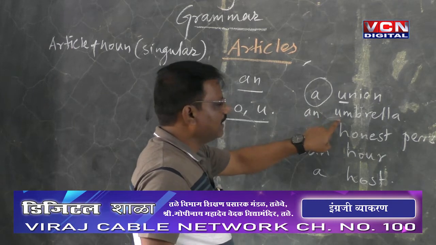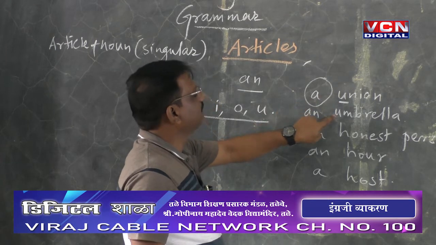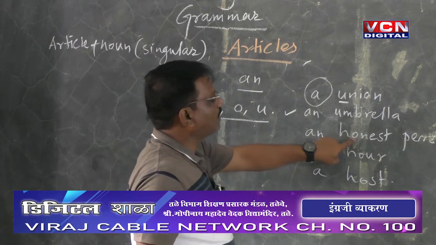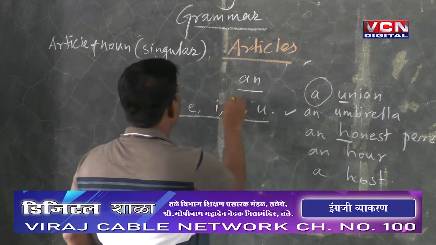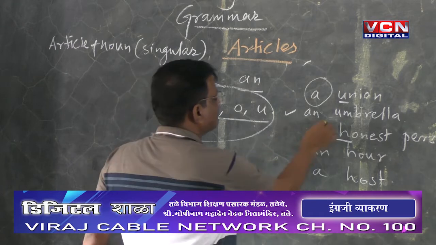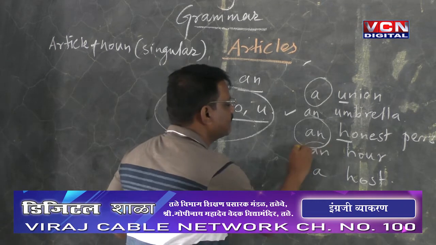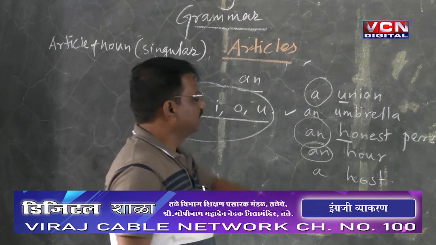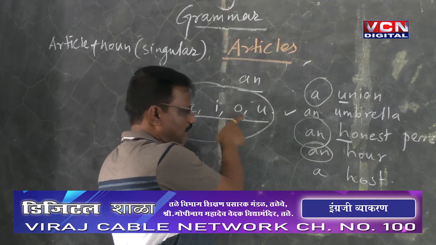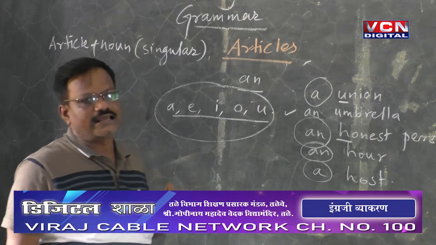Here, an umbrella takes an. Although both begin with U, here it takes a, and here it properly takes an. This is correct. And honest, here H is not among these vowels, still it takes an article. Why is that so? That is again a matter of confusion. An hour, the same thing applies here. A host begins with H, which is not among these five vowels, but still it takes a. Why is that so? That is again a confusion.